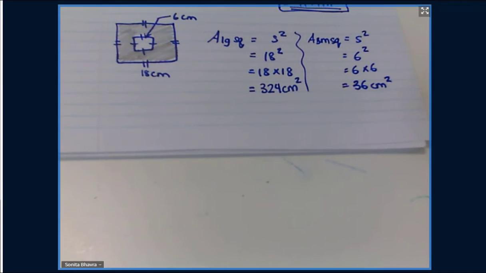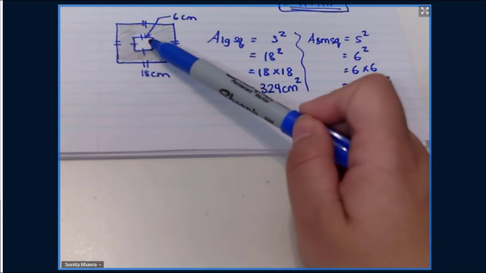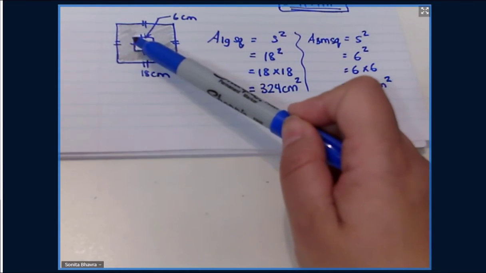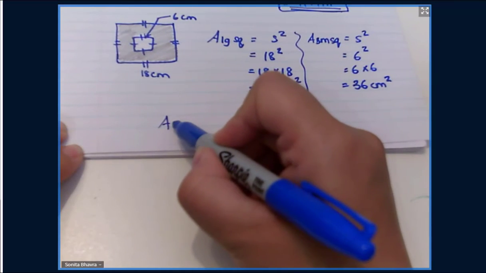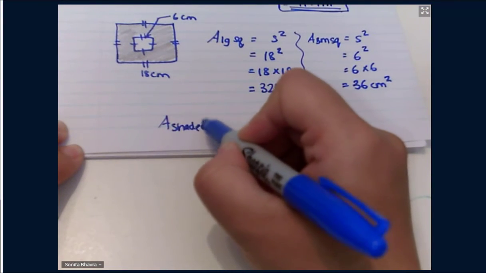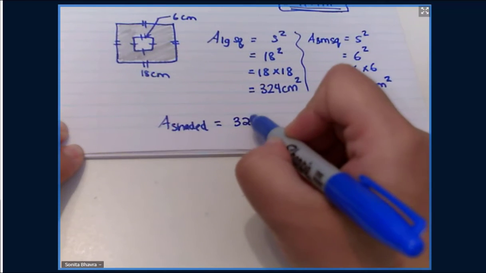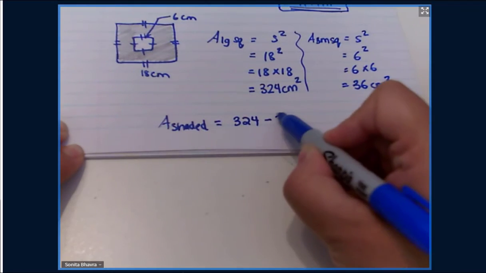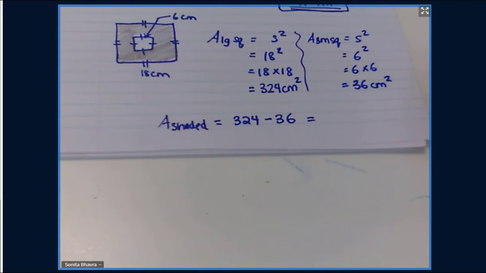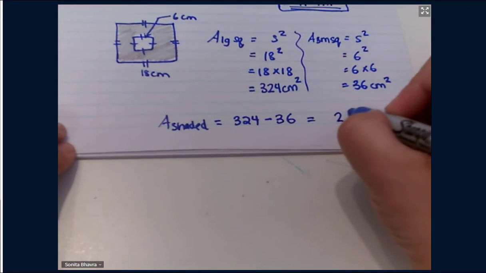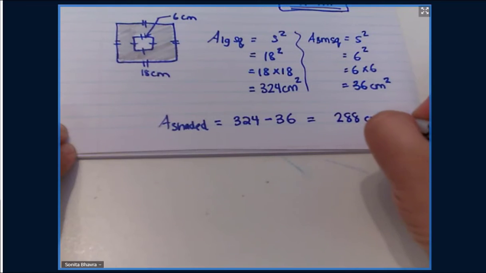All right, so now all we have to do is subtract this small square out of the larger square. So area of the shaded will equal 324 minus the 36, which gives me 288 centimeters squared.